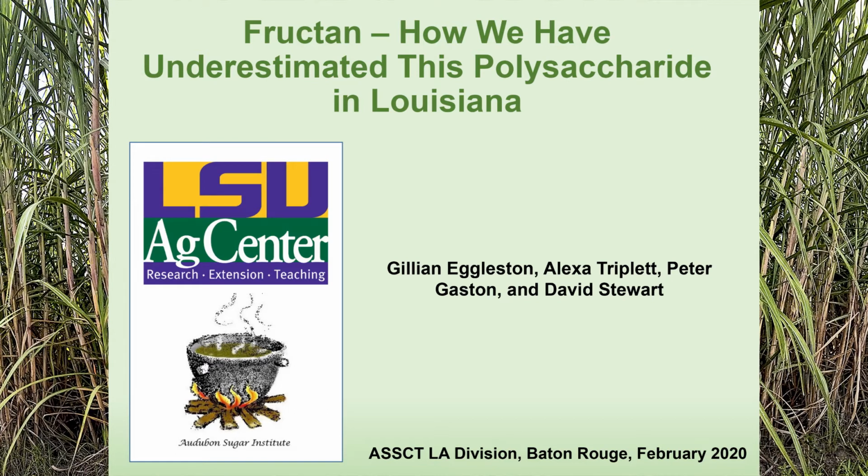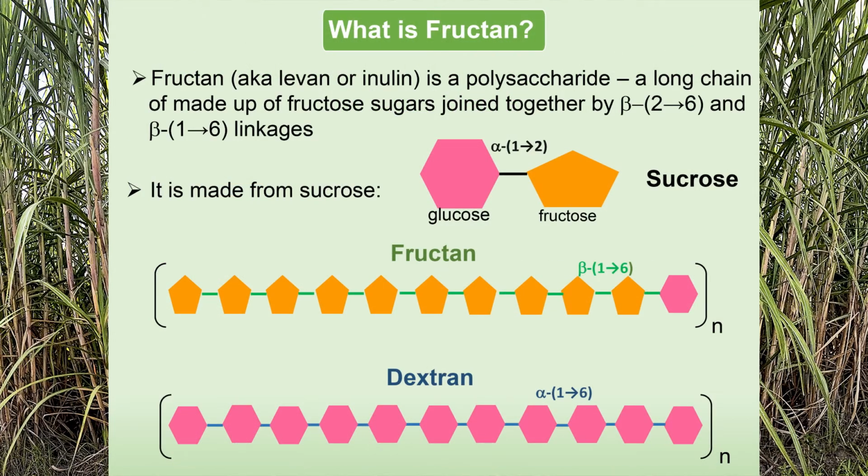So what is fructan? It's a long-chain polysaccharide. By the way, it's also known as levan or inulin. So think of a pearl necklace, where the pearls are sugars and they're linked by a string, and the string is the linkages. In this case, the sugars are fructose, and the linkages are special, not common linkages actually, they're beta-2,6 linkages. And fructan is made from sucrose.